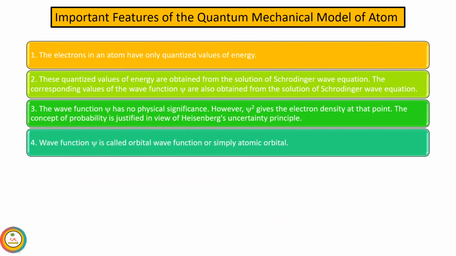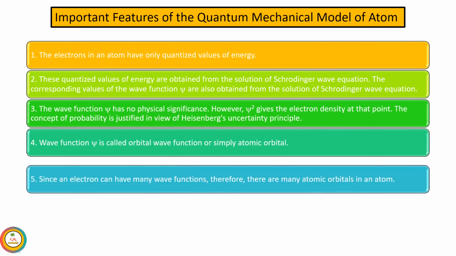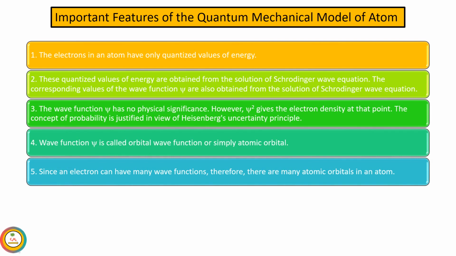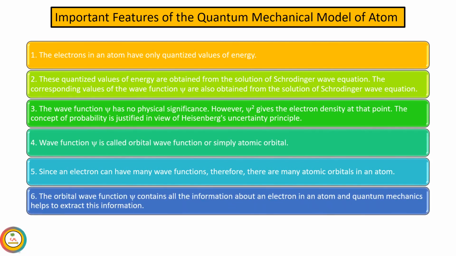Wave function psi is called orbital wave function or simply atomic orbital. Since an electron can have many wave functions, there are many atomic orbitals in an atom. The orbital wave function psi contains all the information about an electron in an atom, and quantum mechanics helps to extract this information for an electron in a particular atom.